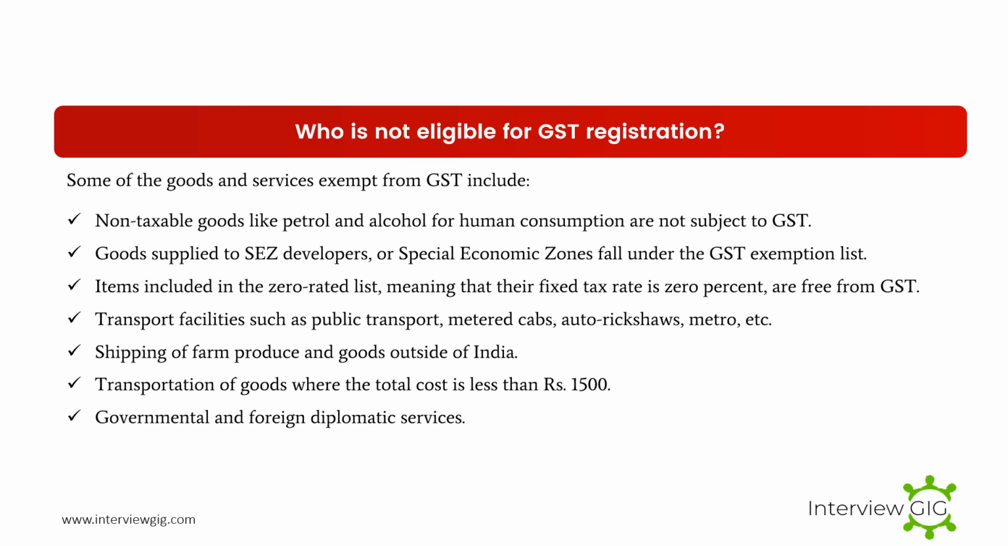Some of the goods and services exempt from GST include: non-taxable goods like petrol and alcohol for human consumption, which are not subject to GST. Goods supplied to SEZ developers or special economic zones fall under the GST exemption list. Items included in the zero-rated list, meaning that their fixed tax rate is 0%, are free from GST. Transport facilities such as public transport, metered cabs, auto rickshaws, metro, etc. Shipping of farm produce and goods outside of India. Transportation of goods where the total cost is less than Rs. 1,500. Governmental and foreign diplomatic services.